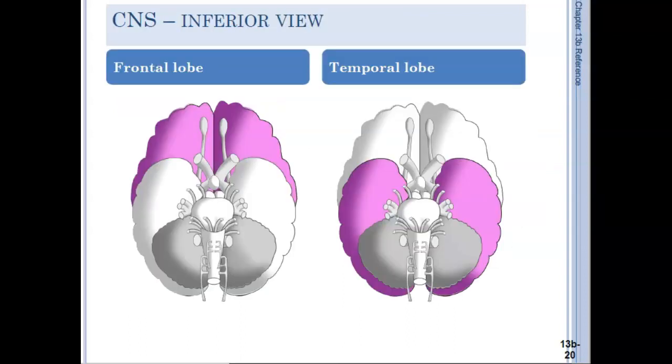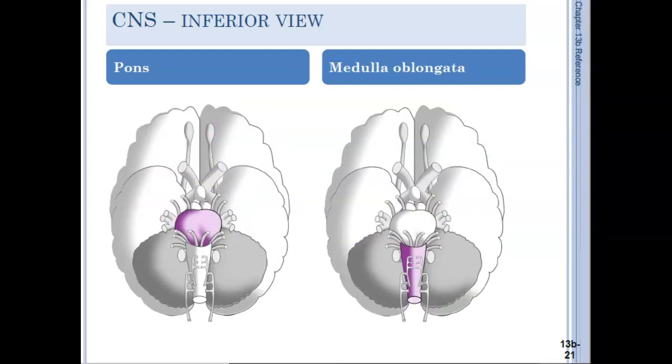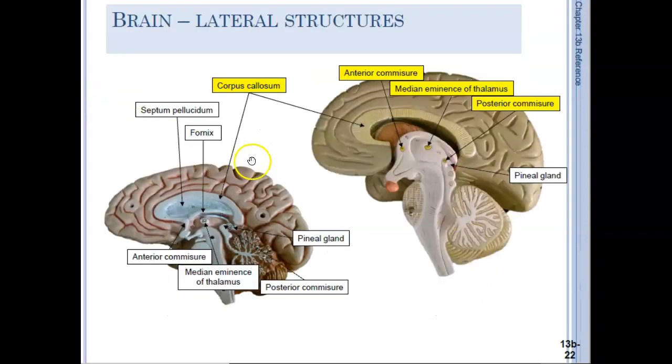Again, looking at the brain from an inferior viewpoint, you can see some of these structures again: frontal lobe, temporal lobe, your pons, your medulla. Looking at some of these structures from a lateral viewpoint, fornix, we talked about that. Just some different viewpoints and some more structures.